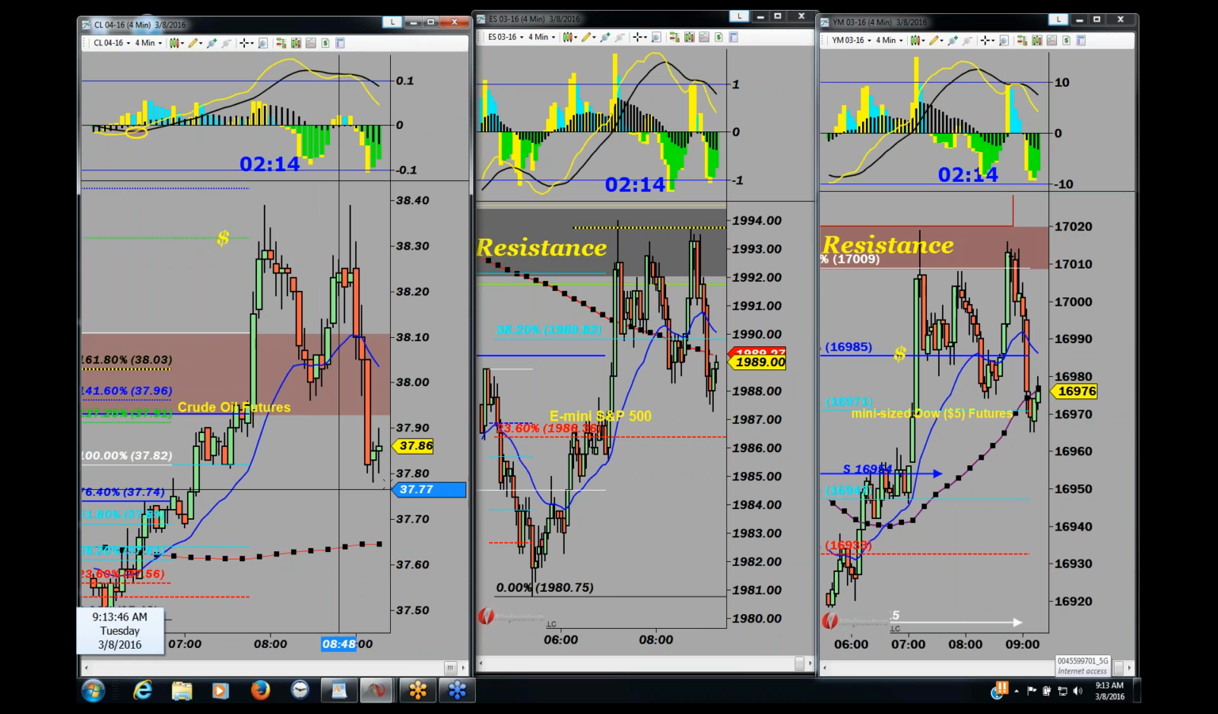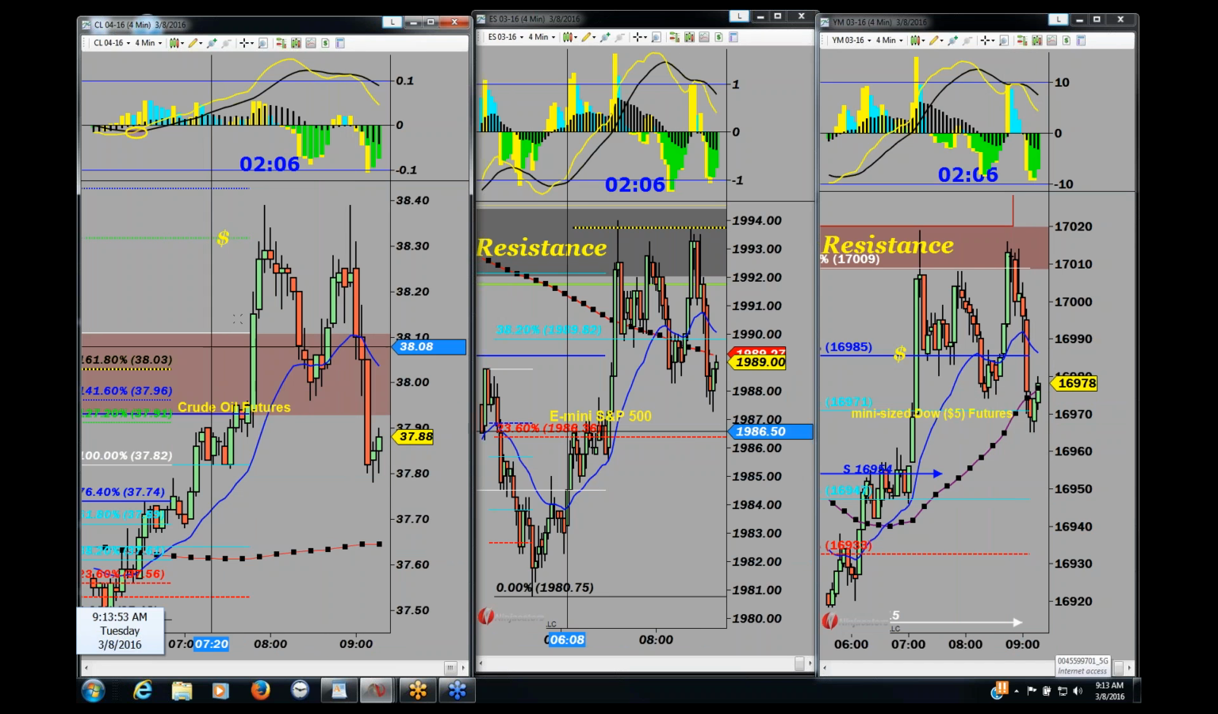Whichever market you're trading, we're showing you 3 this morning. Whichever market you're trading, you're in slight profit from entry at resistance. We'll fix that CL chart here in a moment.